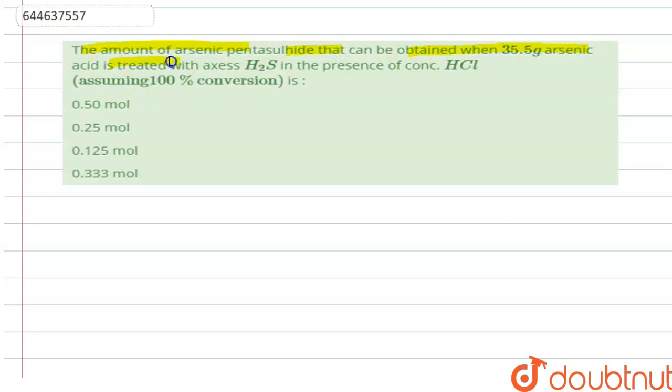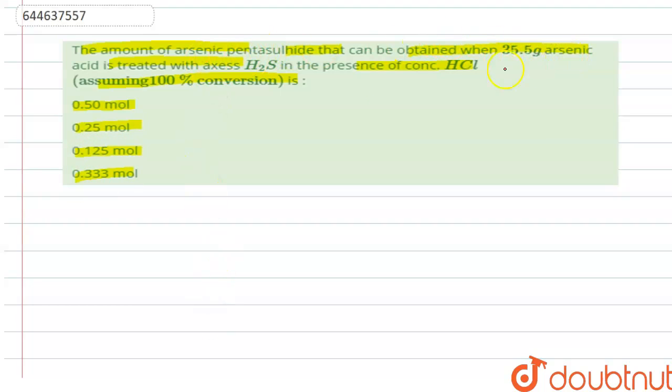Hello, our today's question is: the amount of arsenic pentasulfide that can be obtained when 35.5 gram arsenic acid is treated with excess H2S in the presence of conc HCl, assuming 100% conversion, is. We have been given the options 0.50 mole, 0.25 mole, 0.125 mole, 0.333 mole. So let's try to understand the concept.